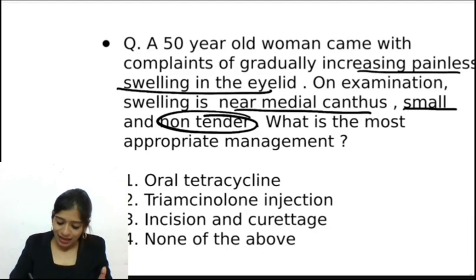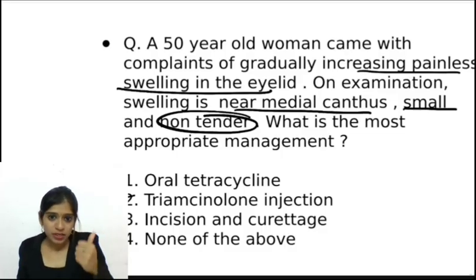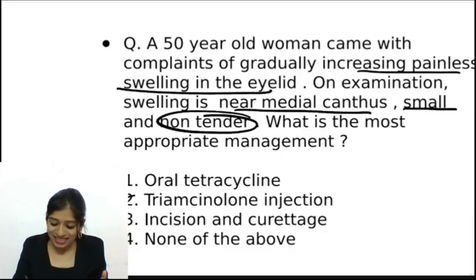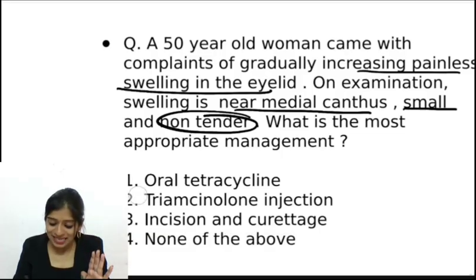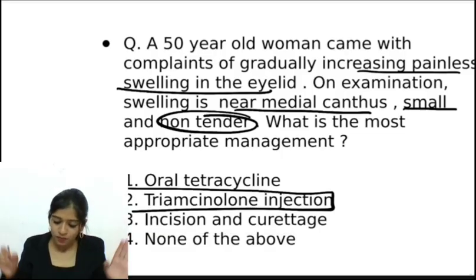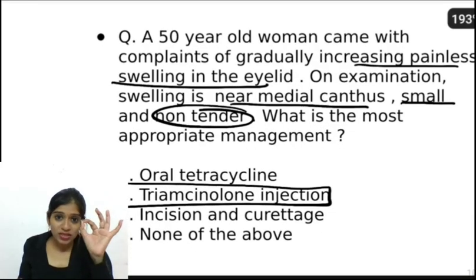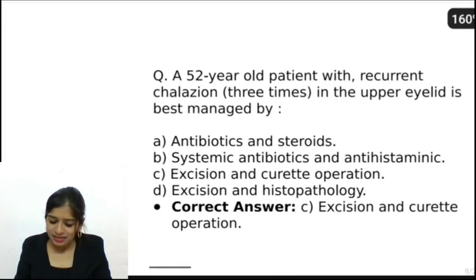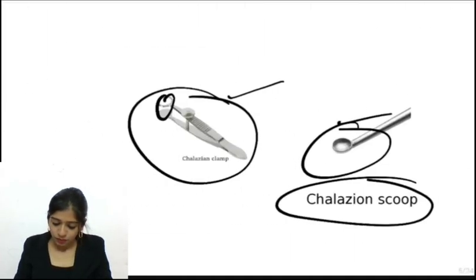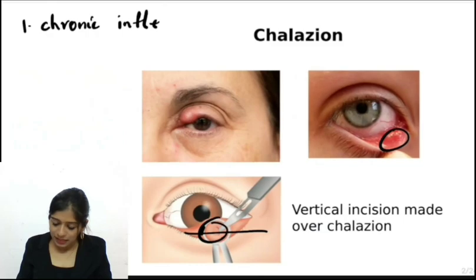Here you can either give a triamcinolone injection or you can go for incision and curettage. But the better choice here is the injection. Do you know why? See, it is given that the nodule is near the medial canthus. Where is the medial canthus? There is the medial canthus.